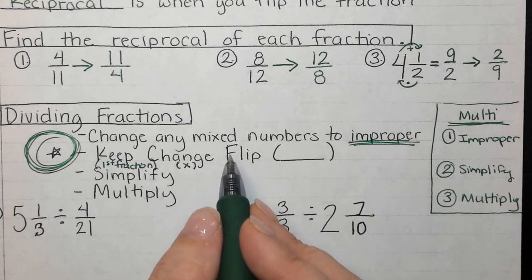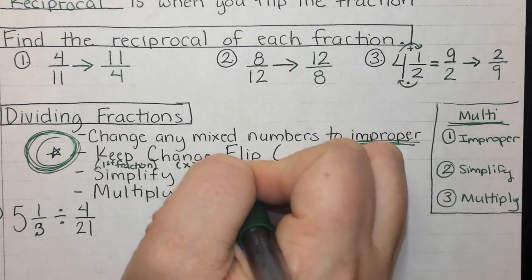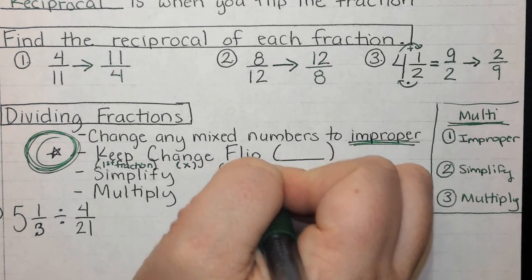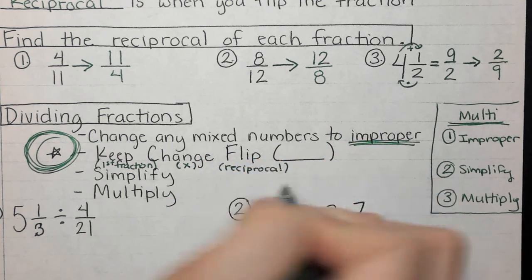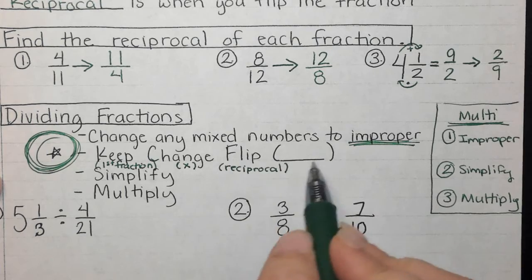And then flip, what was that also called where we flip the fraction? What was that called? Reciprocal. So this is the reciprocal. Yeah, we just talked about it. Because the top and the bottom are changing places. So you're reciprocating. Reciprocal is swapping places. Right. So, keep, change, flip.